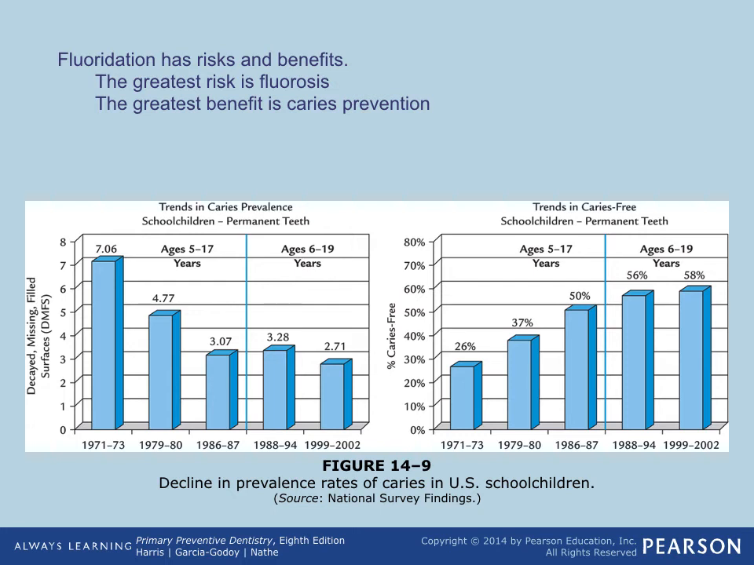What is it that causes this great benefit and reduction in caries with children? Well, fluoridation. Now, fluoridation has risks and benefits, and the greatest risk is fluorosis, and the greatest benefit is caries prevention. So being able to find that balance. And through the years, there have been standards and regulations put into place that help to reduce the risk. But as you can see, community water fluoridation has greatly decreased the risk of caries in the United States. So I think here we can surmise that the benefits definitely outweigh the risks.